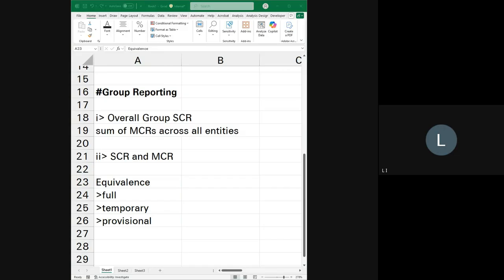So far, so good about group reporting. One of the issues that Solvency 2 seems to have solved or tackled using this equivalence tag. Tell me, guys. The third one says the solvency regime as applied to reinsurance activities is equivalent. What does that mean?